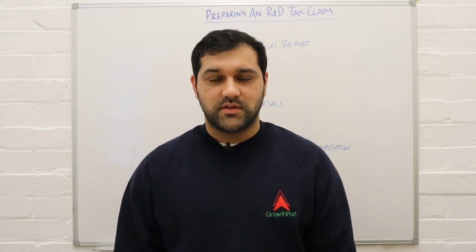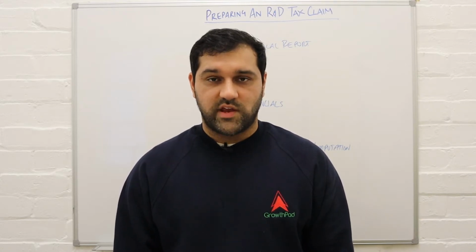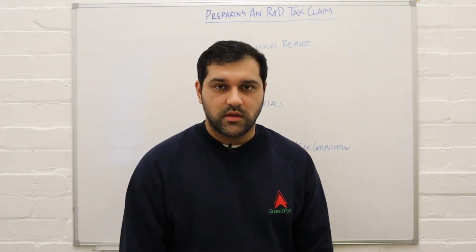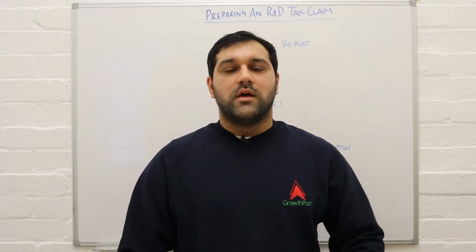I'd say there are 3 things you need to send to HMRC: the technical report, the financial details, and the tax documents to include the company return and the tax computation. For the technical report, I'd say you break it into 3 parts. The first part would be an overall summary of your business itself.